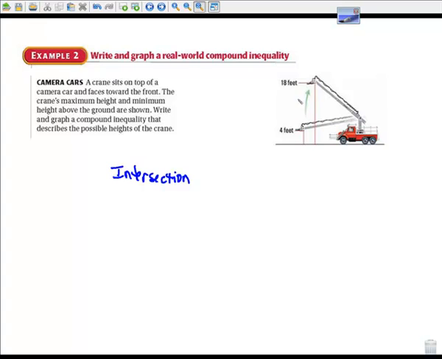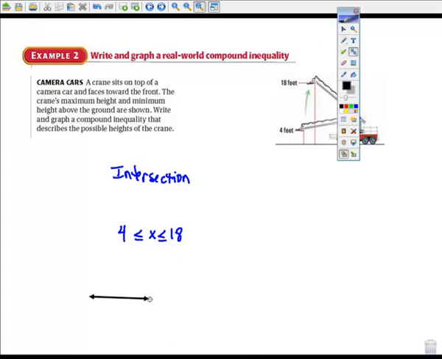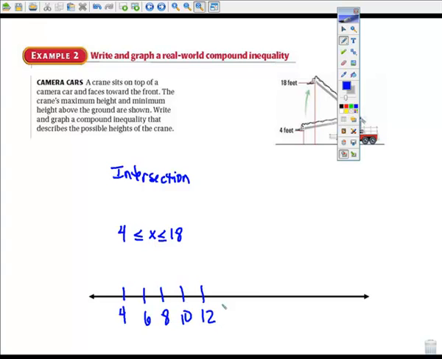because it can be any of these distances in between. So I will write 4 is less than or equal to x is less than or equal to 18. Then when I go to graph it, I'll go down here 4, 6, 8. And that's good enough. And they're both going to show equalities, so closed circles, and shaded in between.